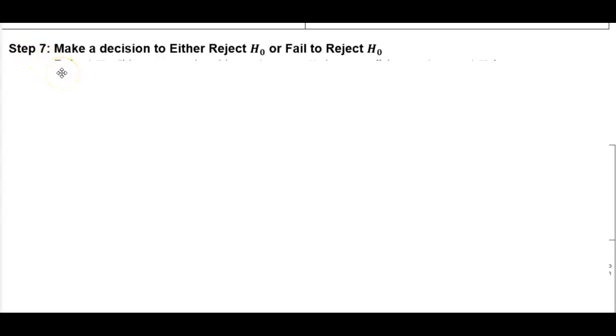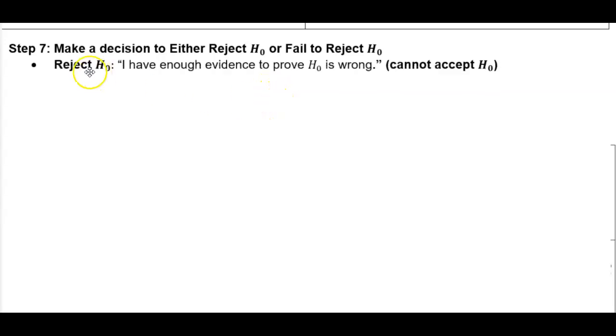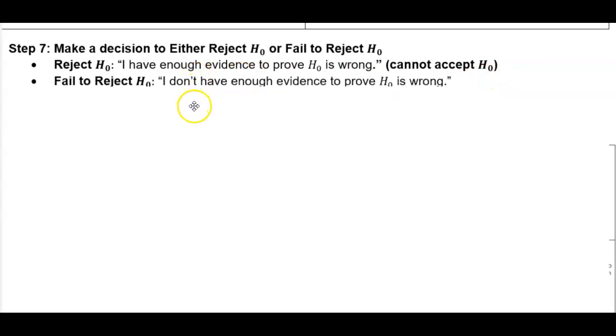Step 7. Make a decision to either reject the null hypothesis or fail to reject the null hypothesis. Now, reject the null hypothesis. What this means is I have enough evidence to prove that the null hypothesis is wrong, where we cannot accept the null hypothesis. Now, fail to reject the null hypothesis is that I don't have enough evidence to prove that the null hypothesis is wrong.